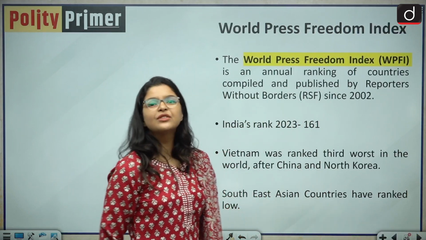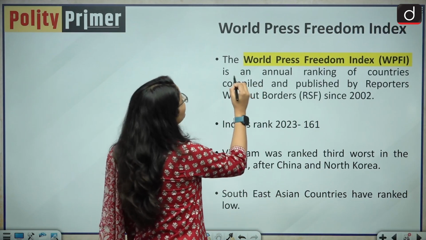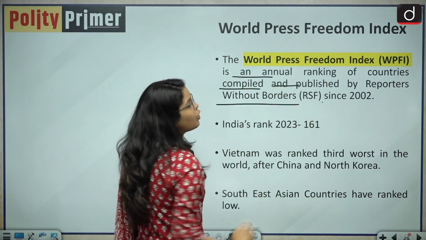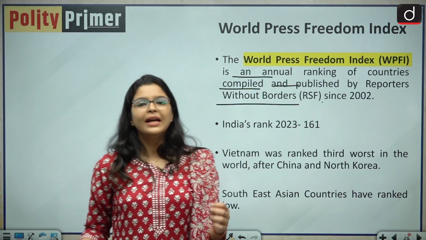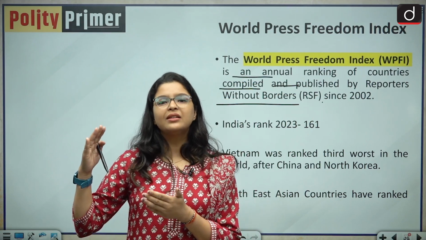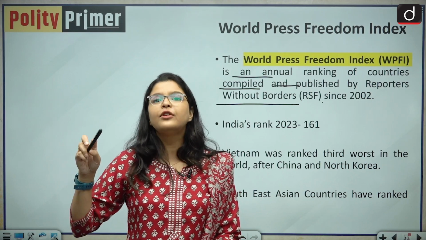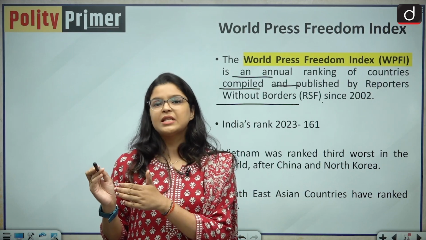So this World Press Freedom Index is an annual ranking of countries compiled and published by Reporters Without Borders since 2002. It basically analyzes the countries and assesses which country is more supportive towards freedom of press or freedom of speech and expression.